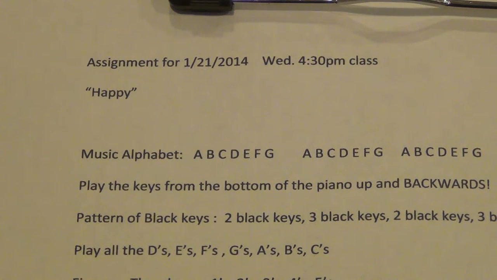So that was introduced, and then we even practiced going backwards. G, F, E, D, C, B, A. So that's pretty hard for students. You want to practice saying it backwards. G, F, E, D, C, B, A.